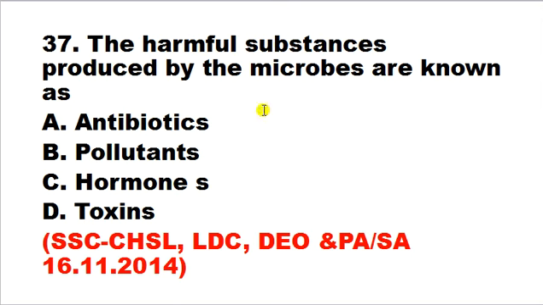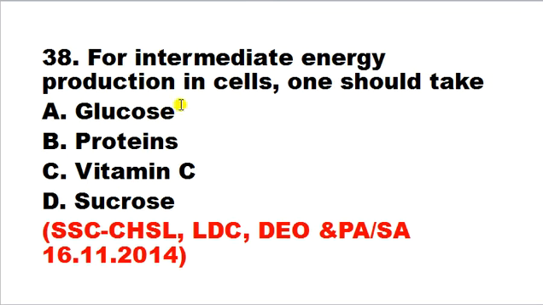The harmful substance produced by microbes are known as antibiotic, pollutants, hormones, toxins. So answer D is correct. Toxins are the harmful substance that is produced by the microbes. Among our microbes like bacteria, virus, fungi, rickettsia and protozoa, if we talk about cholera toxin, cholera toxin is produced by Vibrio cholerae. It is a bacteria and that causes cholera in the human. So toxins are produced by most of the microbes.